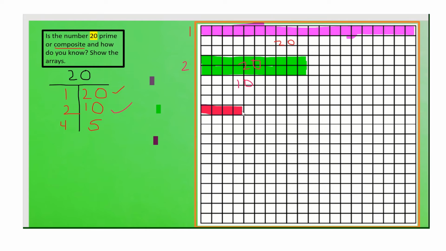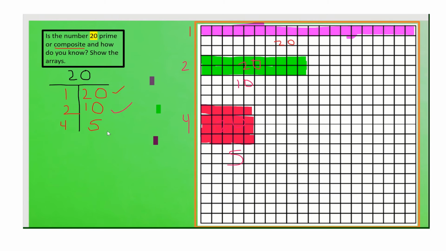1, 2, 3, 4, 5 long by 4 high. 1, 2, 3, 4. Okay. So there we have 1, 2, 3, 4 high by 1, 2, 3, 4, 5 long. So we know that gives us 20, and 4 times 5 is 20.